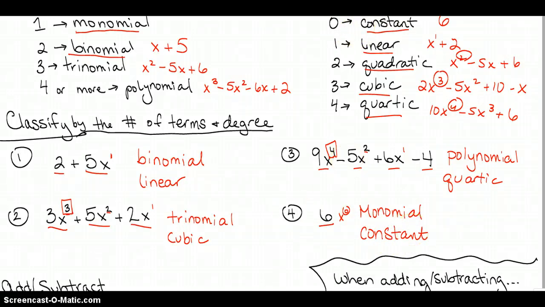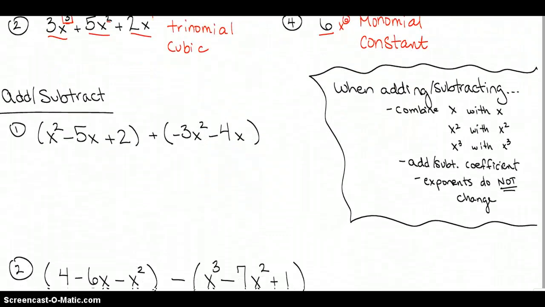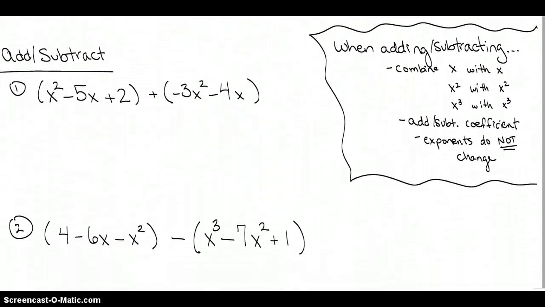Alright, so the other thing that we covered in Unit 9, day 1 is adding and subtracting polynomials. Here are some rules over here to the side to help remind you how to add and subtract x's and things. Remember, you can only combine like terms, so x's have to be combined with x's, x squared with x squared, x cubed with x cubed, numbers with numbers.